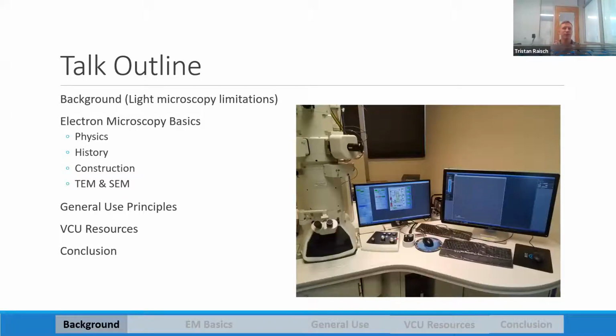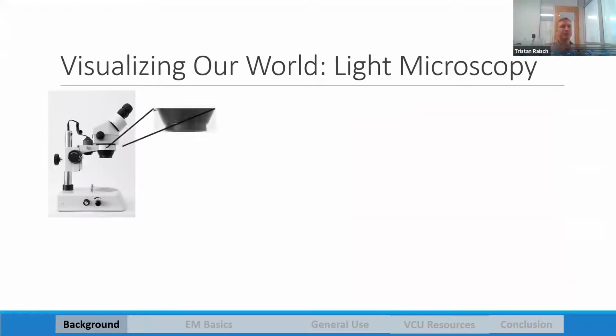I'll start with some background information, which will essentially pick up where the limitations of light microscopy begin. Then I'll lead you through the basics of EM, including the physics and history behind these incredibly powerful machines and some of their common applications. Next, we'll cover some general use principles to give you an idea of how these microscopes are used. And finally, I'll go over some of the excellent resources available here at VCU.